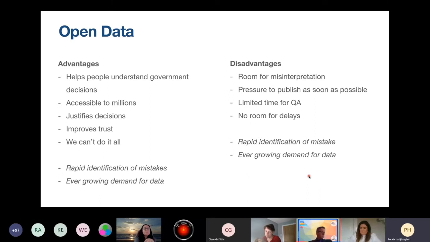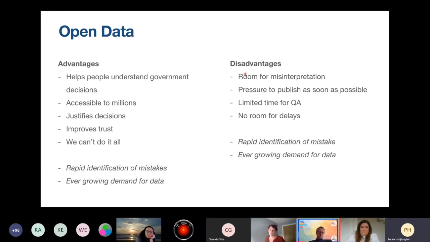And this openness generates an interaction of which we could take advantage. These italicized sections are kind of double-edged swords of some sort. So rapid identification of mistakes and ever-growing demand for data. We'll talk about this more.